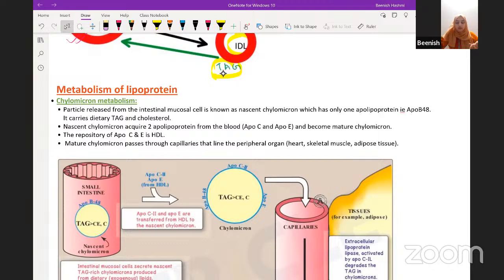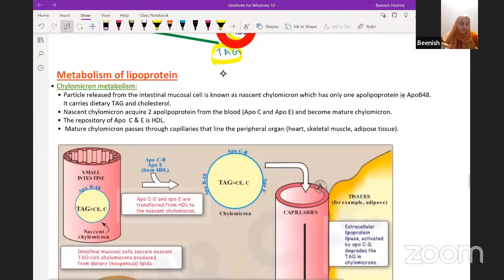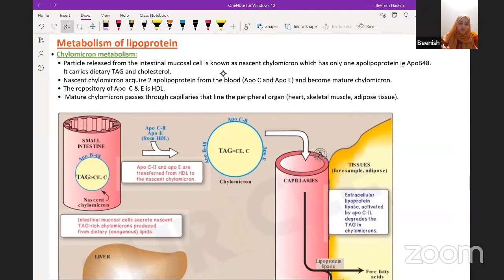Now let's talk about the metabolism of lipoproteins, beginning with the metabolism of chylomicron.